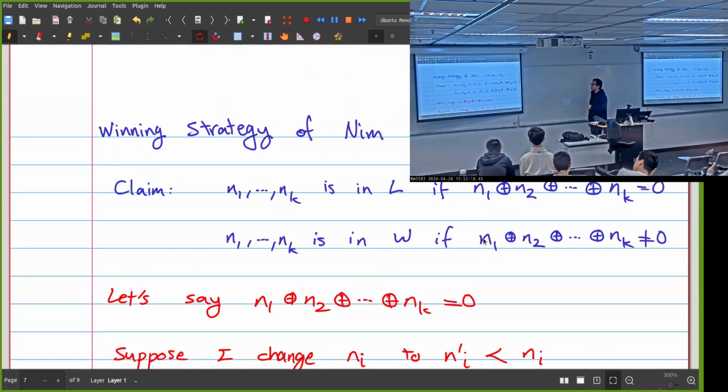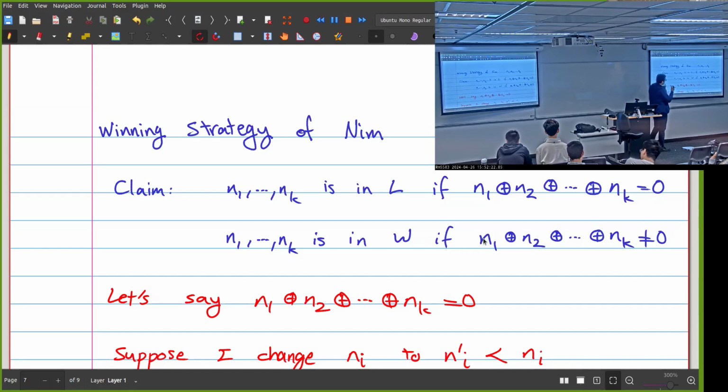The winning strategy in Nim is to take the XORs. If the XOR of your numbers is 0, you're losing. Do whatever you want, there's nothing you can do. If the XOR of your numbers is not 0, the optimal thing to do is to make the XOR equal to 0. And then you keep playing this.